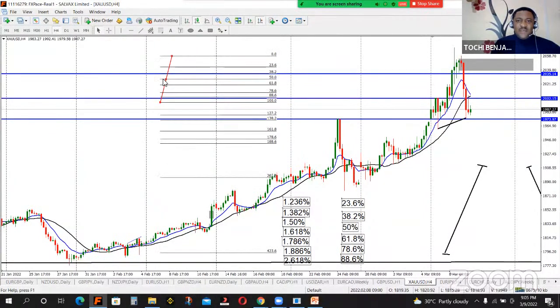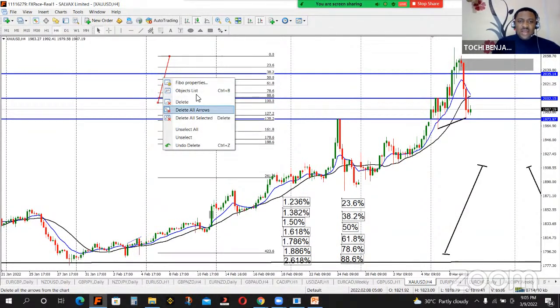Now, these are my Fibonacci levels. If you look, my Fibonacci is modified because that is what I trade with. My Fibonacci is modified, but I will teach you how to do it. When you have your line, right-click on the line. When you right-click on the line, you see Fibo properties. You click on Fibo properties.